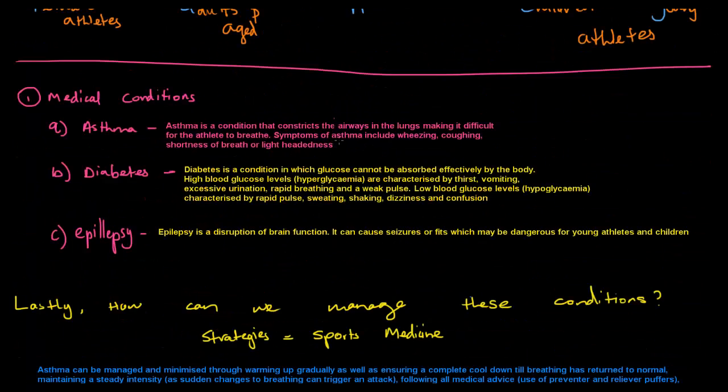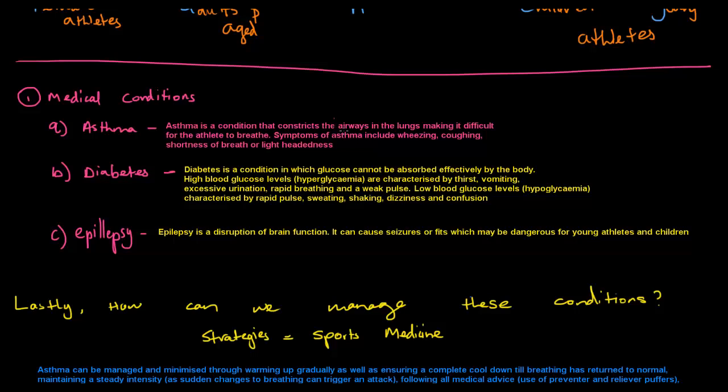Okay, so I've just talked about asthma, and now I'm going to move on to diabetes. Diabetes is a condition in which glucose cannot be absorbed effectively by the body. Now there are two types of diabetes, and I'll try to explain it here. You don't really need to know this because in PE, as long as you know the general definitions, it should be fine. So if you can't remember the technical terms, it's okay, but please do try because it's always better if you do know them.